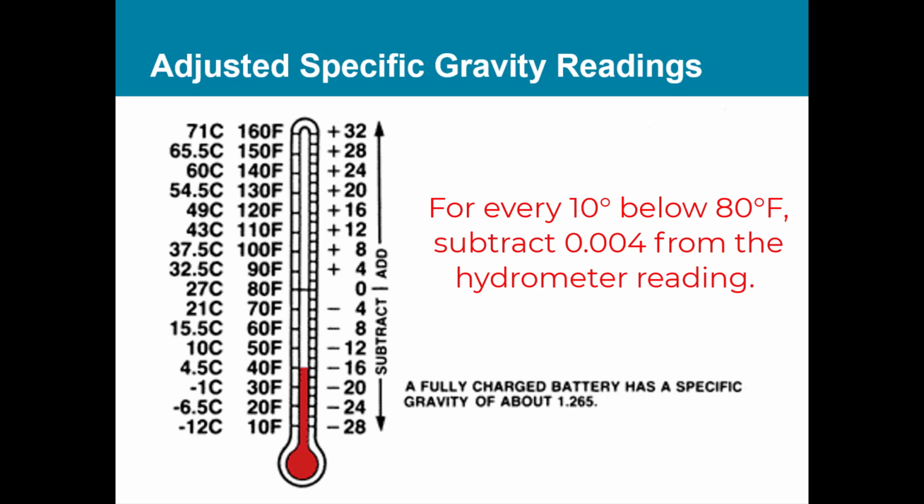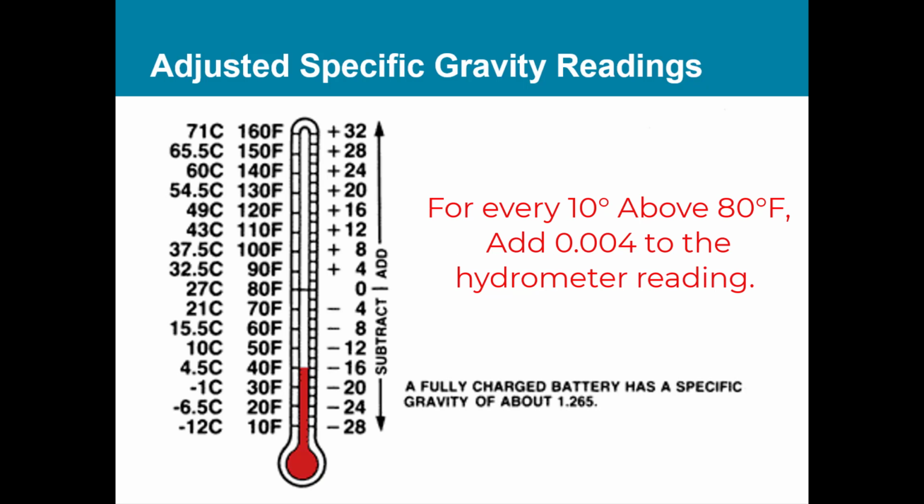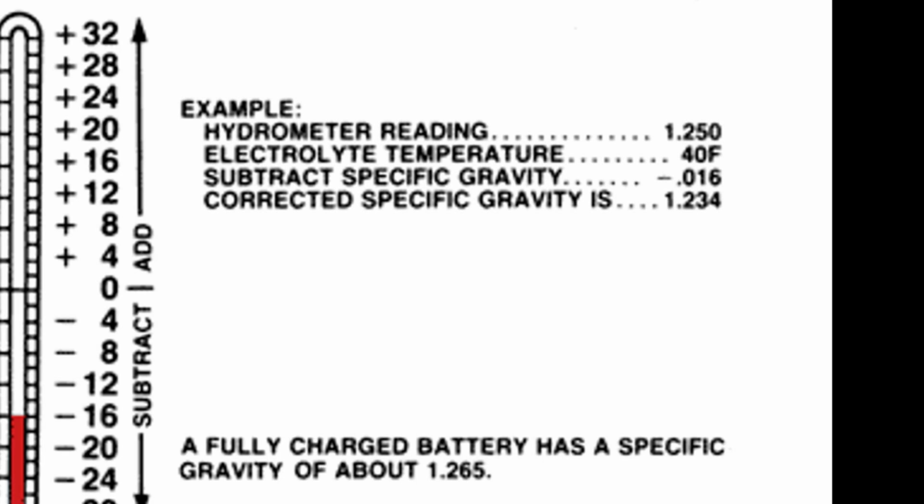For every 10 degrees Fahrenheit increment below 80 degrees Fahrenheit, subtract 0.004 to the hydrometer readings. And for each 10 degrees increment above 80 degrees Fahrenheit, you would add 0.004 to the readings. Here are a couple of examples. In this case, we have a hydrometer reading of 1.250, but the temperature of the electrolyte is 40 degrees Fahrenheit. We would need to subtract 0.016 from our hydrometer reading of 1.250 for a corrected specific gravity of 1.234.